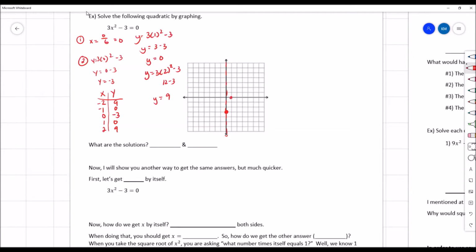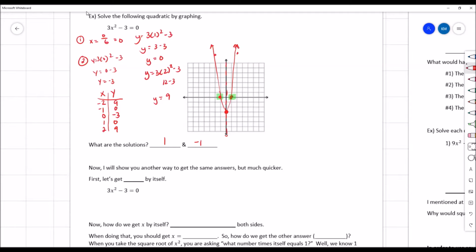So we have 1, 0. We got 2, 1, 2, 3, 4, 5, 6, 7, 8, 9. Okay, all right. And we're really focused on solving it anyway, so we should recognize the solutions as we see them here. And so our solutions, remember, happen where our graph crosses the x-axis, and that's there. Okay, what are our solutions? Our solutions are 1 and negative 1.